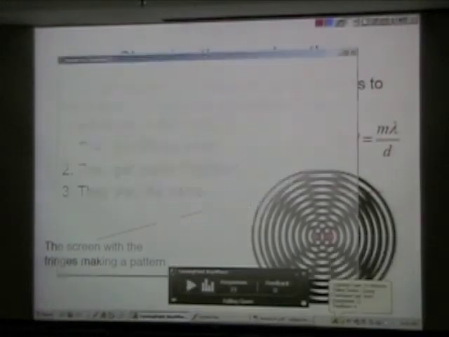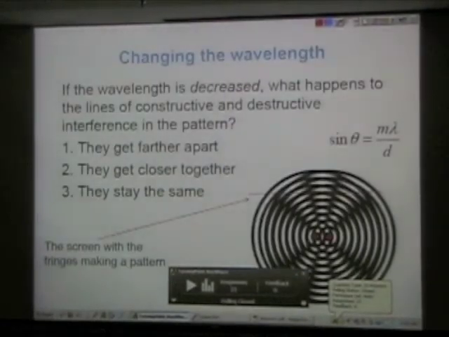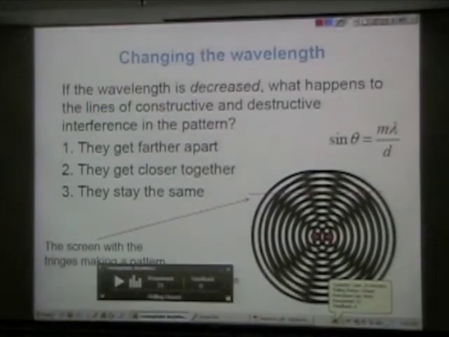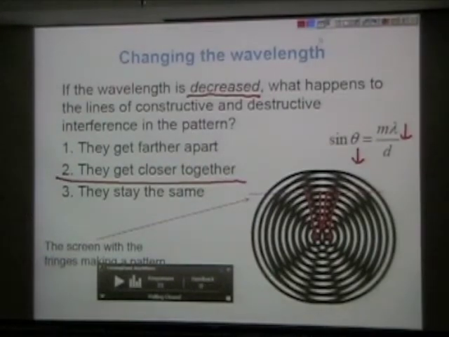Okay, so in that case we can stop. All right. Answer 2 is the most popular answer. And what is happening? Wavelength goes down. That means this angle is supposed to decrease as well. If we decrease the angle, we're supposed to shrink the pattern. So getting closer is the right answer. Congratulations to 82% of the class.